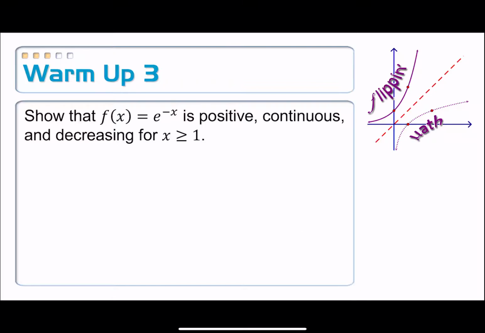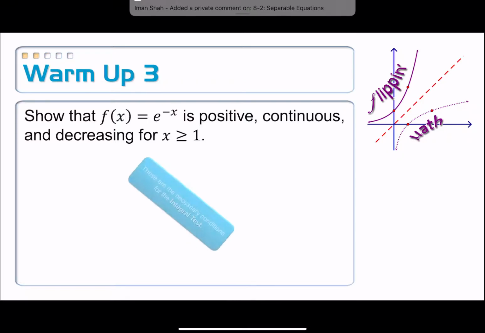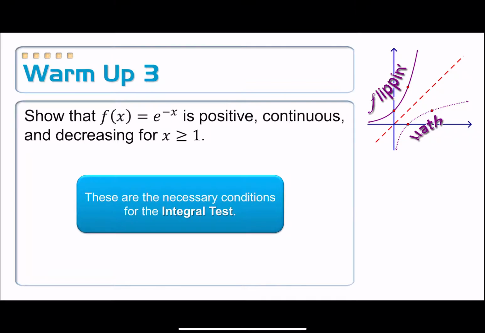Okay, so here's the last warm-up question. As if there haven't been enough, show that f of x equals e to the negative x is positive, continuous, and decreasing for x greater than or equal to 1. Why am I doing that? The reason is that these are the necessary conditions for the integral test. Your function has to be positive, continuous, and decreasing over some interval, usually x greater than or equal to 1, in order for you to even consider the integral test. So let's check those things.